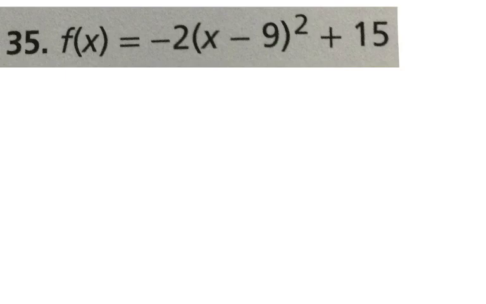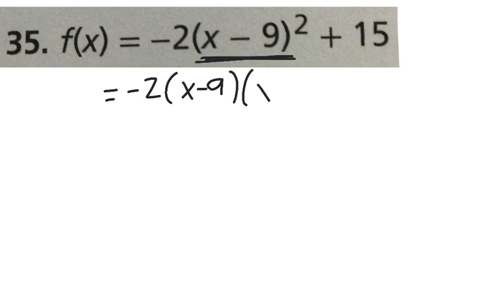Okay, here's the first thing I would do, just everybody look. I can't answer everybody right now while I'm going over it. I see x minus 9 is being squared. That means I want to multiply it by itself. So I should have x minus 9 times x minus 9 plus 15.